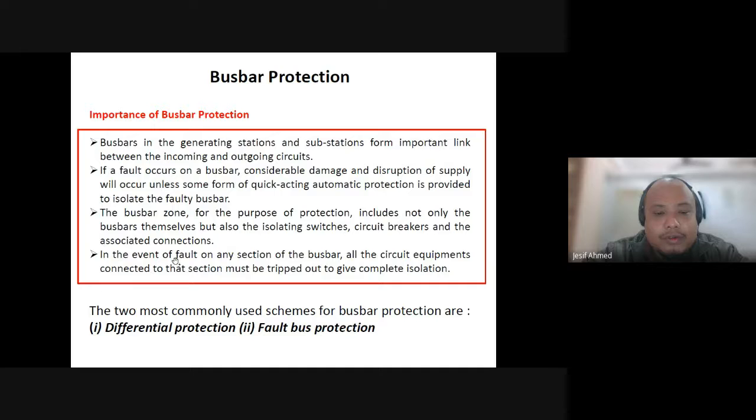So in the event of a fault on any section of the busbar, all the circuit equipment connected to that section must be tripped to give complete isolation. All the equipment means whatever is connected to the busbar section, like isolating switches, circuit breakers, and other associated connections, right? That way only, complete busbar protection can be provided. So there are two most commonly used methods for busbar protection. One is differential protection, and another is fault bus protection. We discuss one by one.